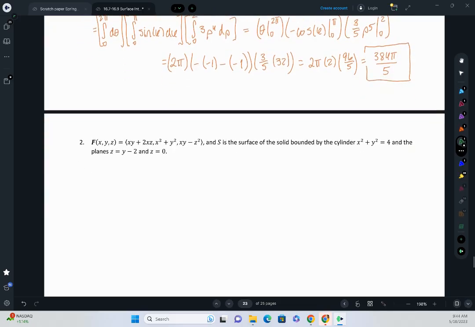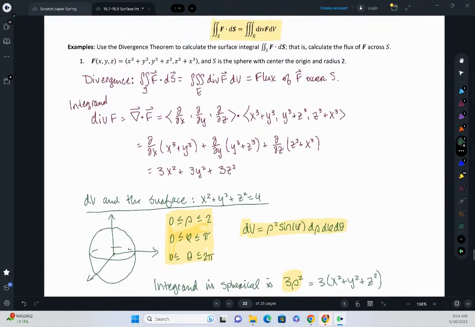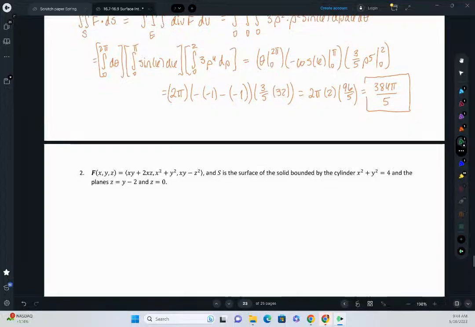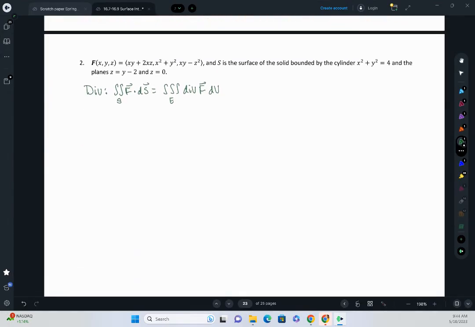All right, so in this next one, I've got a vector field F of x, y, z, and I have the same directions. Let's go back up. Use the divergence theorem. Okay, so let's write it. The divergence theorem says that the double integral over S of F dot dS will be the triple integral over E of the divergence of F dV. Okay, our vector has components xy plus 2xz, x squared plus y squared, and xy minus z squared.